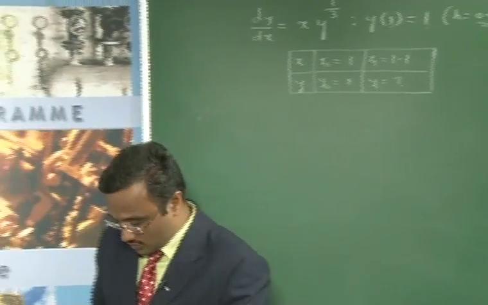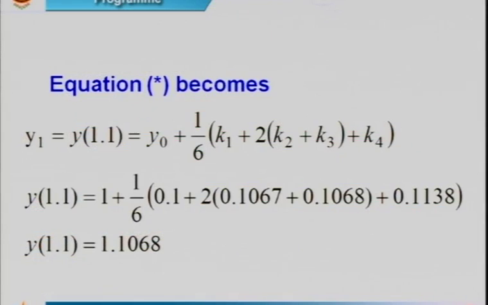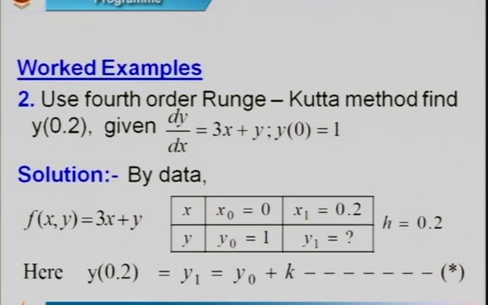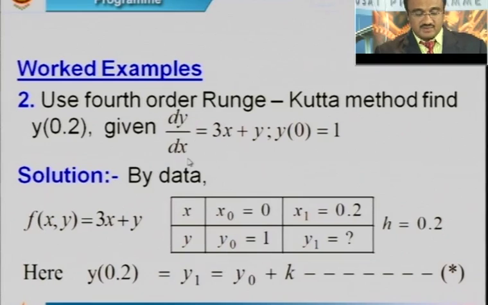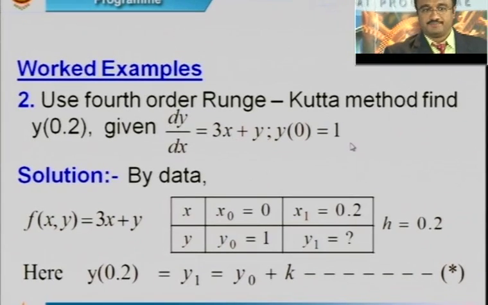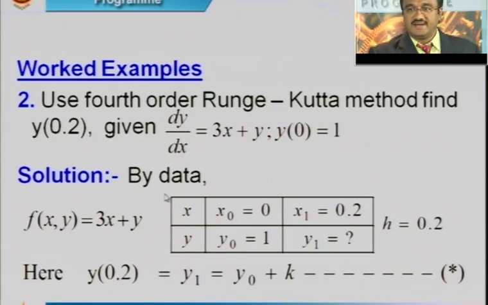Now I am going to solve some more problems. Next problem, take on the next problem. Again use the fourth order Runge-Kutta method to find the value of y of 0.2. The derivative is also given. There is an initial value problem, dy by dx equal to 3x plus y, that is y of 0 equal to 1. So again by data, these are the things I have to write down here.